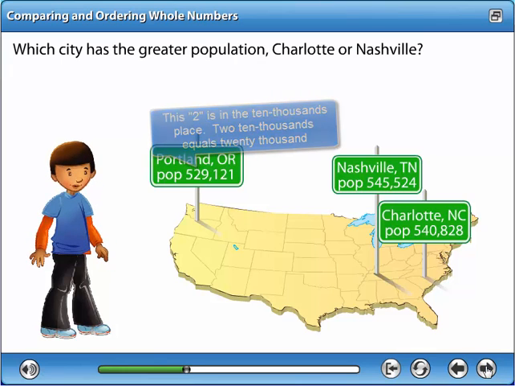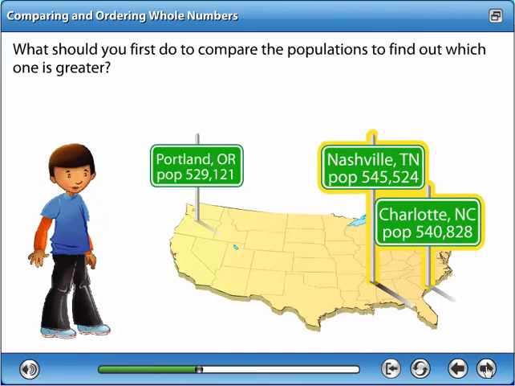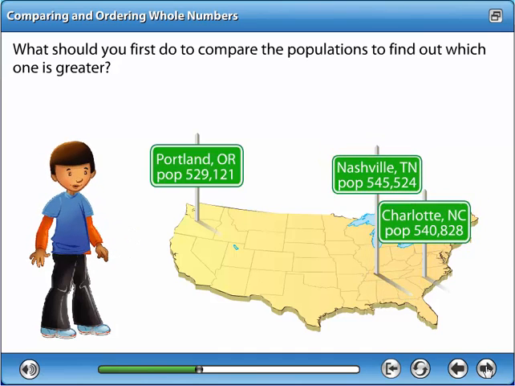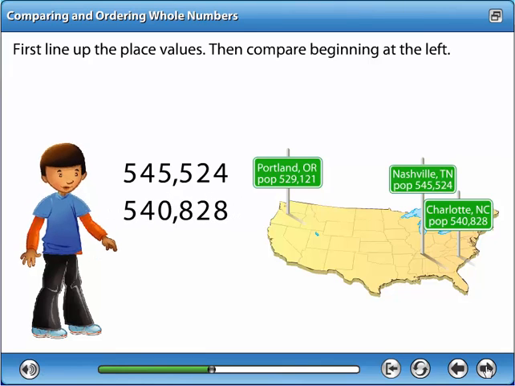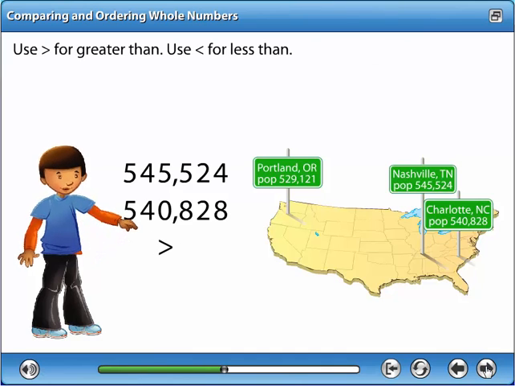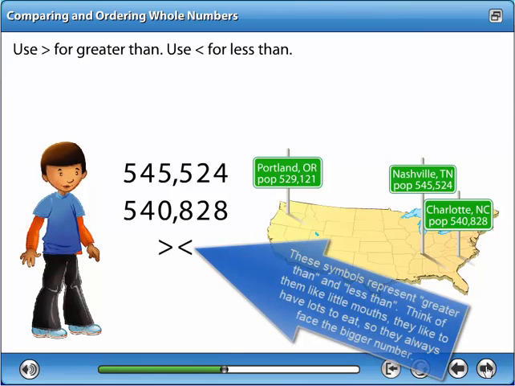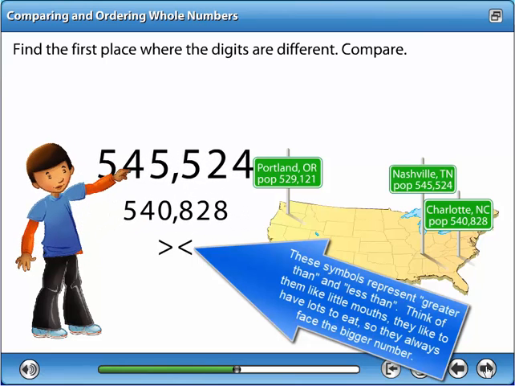Which city has the greater population, Charlotte or Nashville? What should you first do to compare the populations to find out which one is greater? First, line up the place values. Then compare, beginning at the left. Use greater than for greater than. Use less than for less than. Find the first place where the digits are different. Compare.